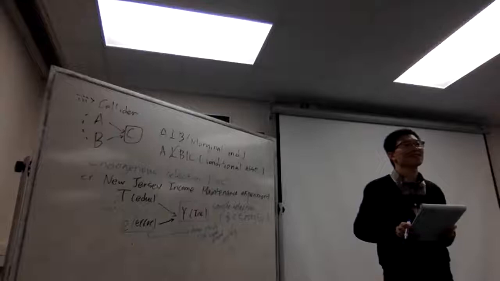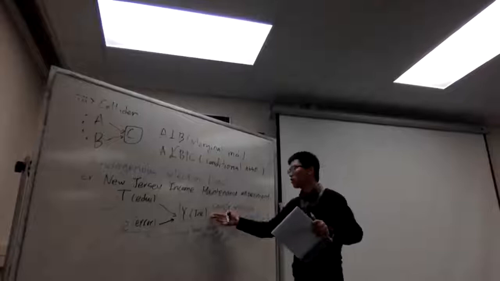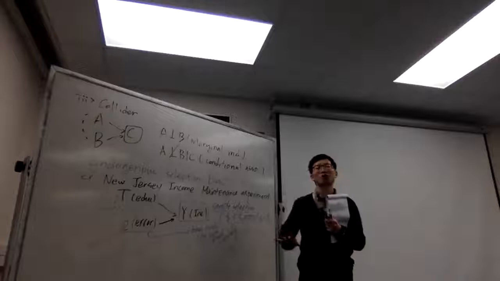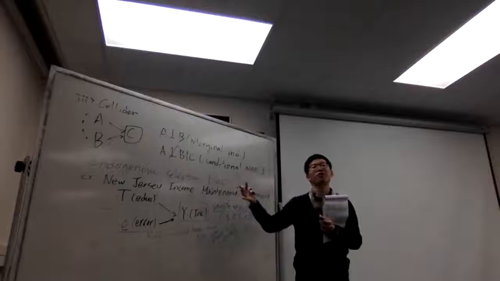Why does the collider happen in this case? Yeah, so this was sample selection. Basically, the program was applied to only low earners. They didn't do the experiment on high earners as well. Does that make sense? So you mean you condition on that? Condition on that one. Yeah.